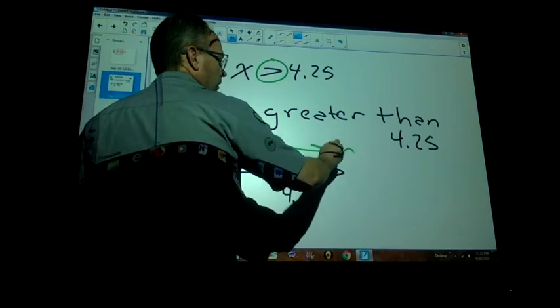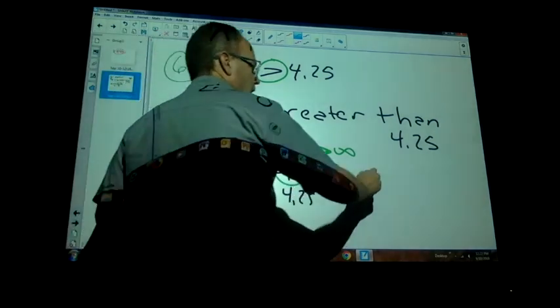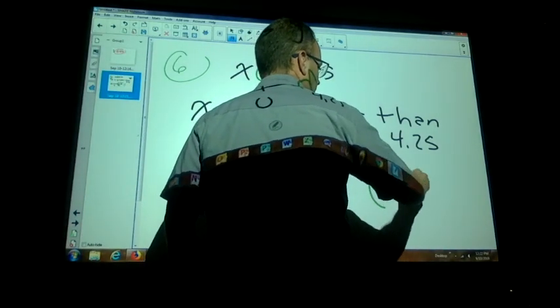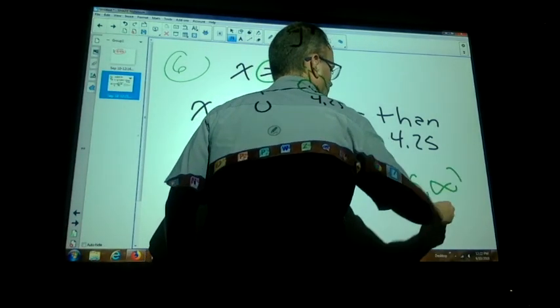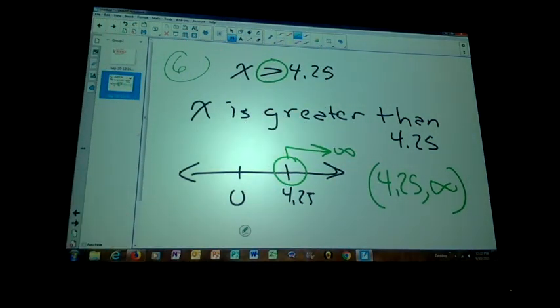that's going to infinity. And then if they wanted it in interval notation, you would write it like this, 4.25, comma, going to infinity. So you only had to take it to there, but I gave you the extra interval notation just in case. Other questions on the homework?